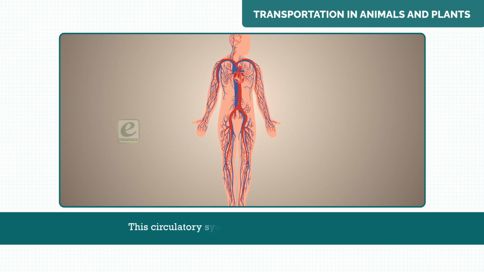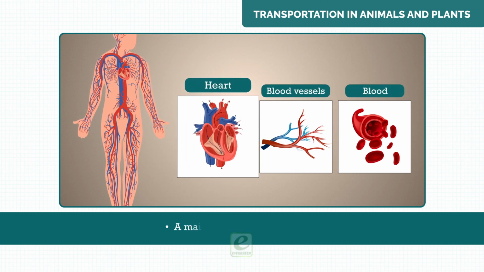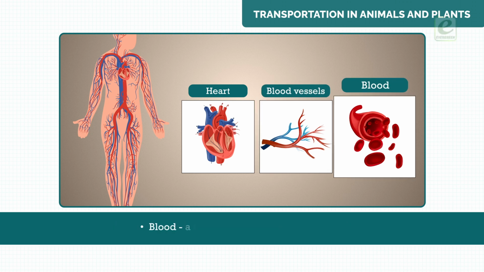This circulatory system consists of the following: a main pumping station, the heart; blood vessels that make a network of arteries and veins; and blood, a fluid medium for transportation.